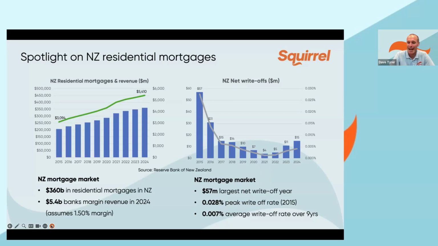Pretty low. The average rate over that 9-year period is 0.007%. I had to go to 3 decimal places to make that one make sense. So broadly speaking, you would say, based on 9 years of history, the New Zealand mortgage market has been a pretty safe place to be for the financiers.